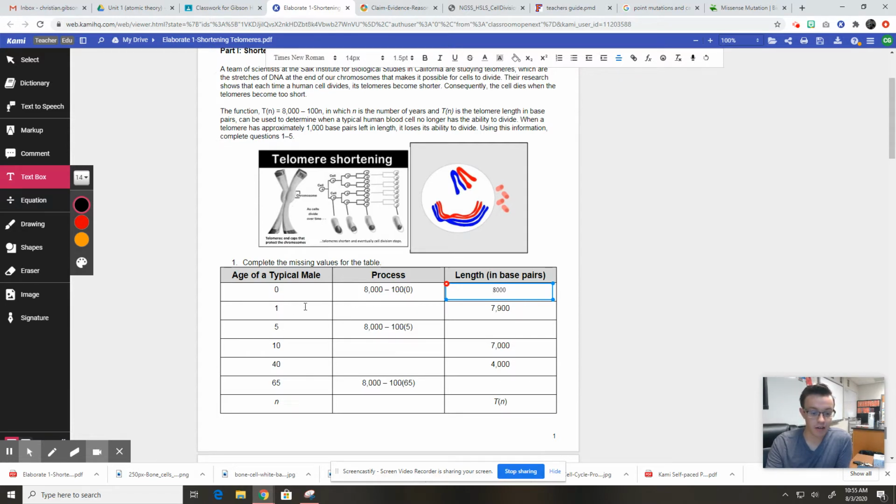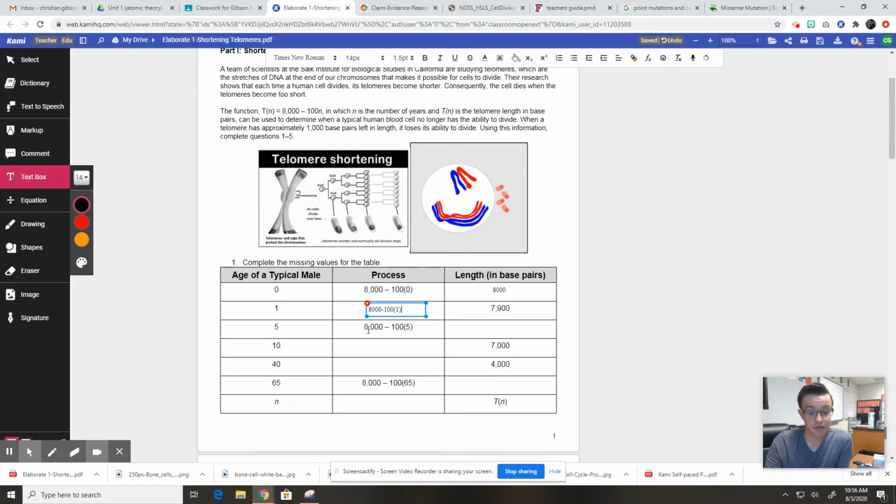So now we have here the age of a typical male is 1 year old. So our equation is changing. I've got text box selected still, so I just can click, make a text box, and now our equation is 8,000 minus 100, but it's not times 0 anymore because this person is 1 year old, so it's times 1. Anytime you see a number next to a number in parentheses, usually we're multiplying those things. So 8,000 minus 100 times 1, that's just 8,000 minus 100. And that gives us 7,900 here. Cool. So we made a little text box. We can put our answer there.